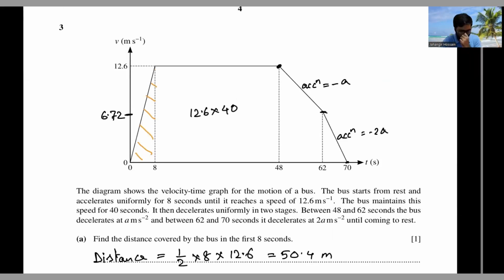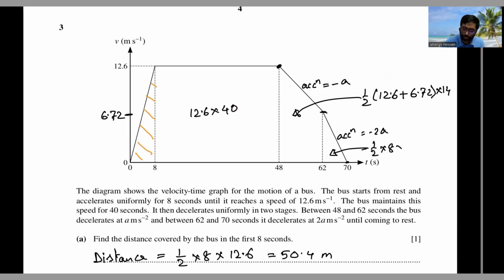So we have a trapezium here, half into a plus b into 14, and this area is equal to half into 12.6 plus 6.72 into 14. And here we have a triangle. The triangle is half into 8 into 6.72. You add the total distance of each time segment, then we'll get the total distance traveled.